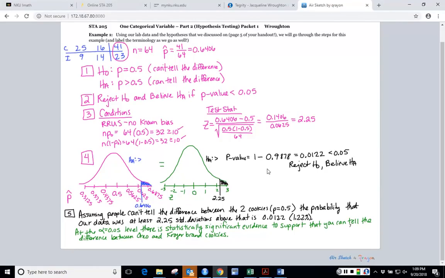All right, so that's our first hypothesis test together. We will be going through and doing a couple more together in class.